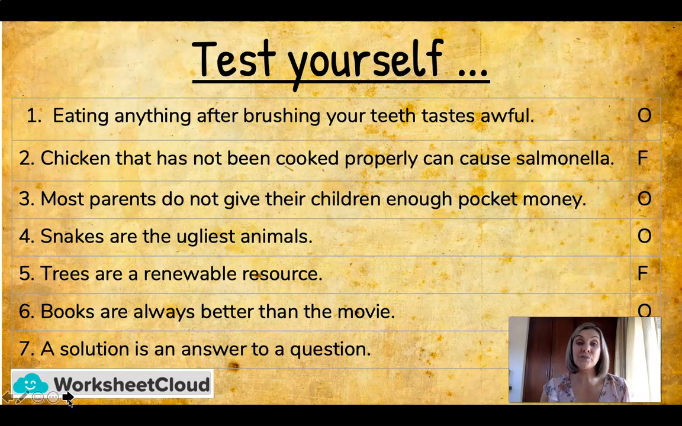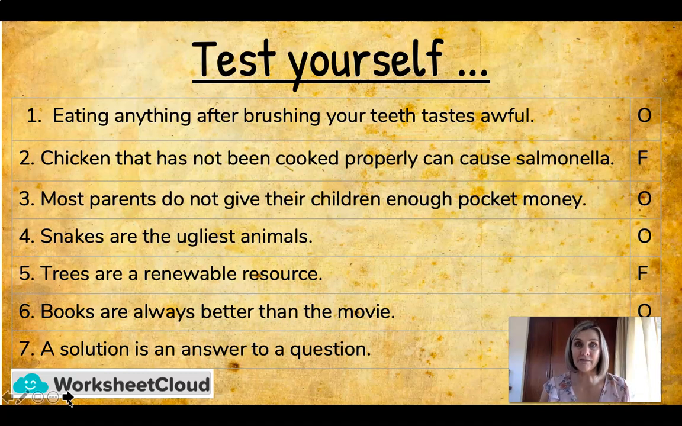So, eating anything after brushing your teeth tastes awful. Not for everybody, but that is an opinion. Chicken that has not been cooked properly can cause salmonella. It can cause it. Doesn't always, but it can, and that is a fact that can be proven. Number 3, most parents do not give their children enough pocket money. That is an opinion.